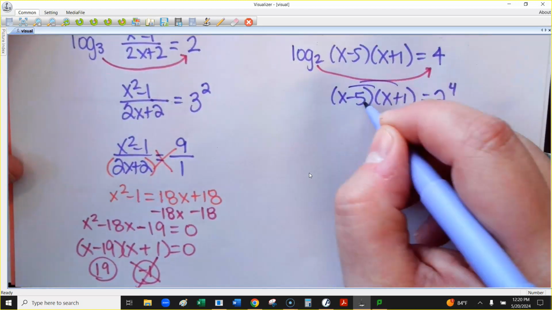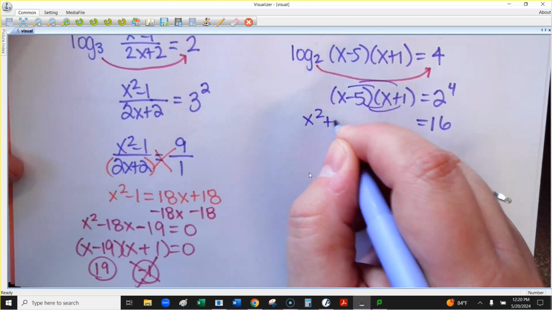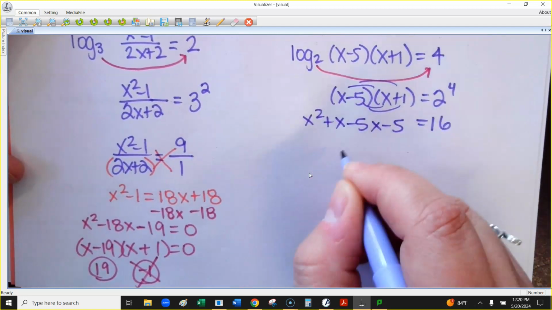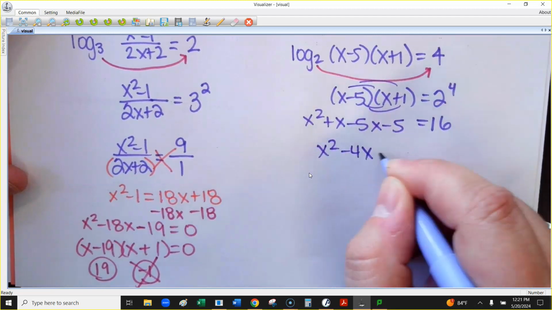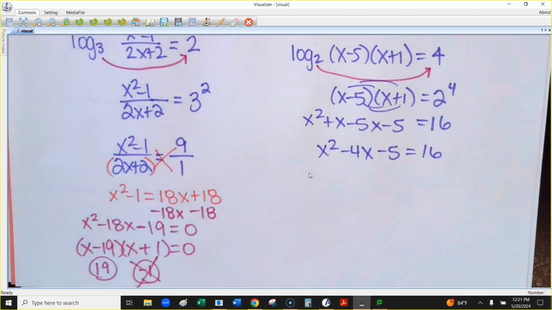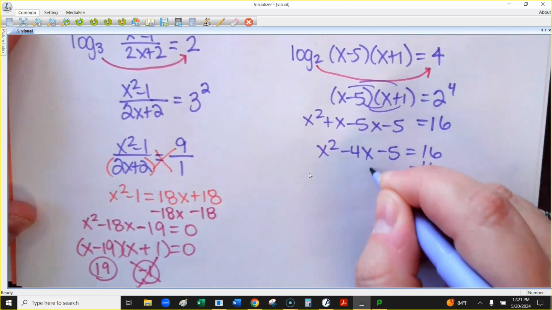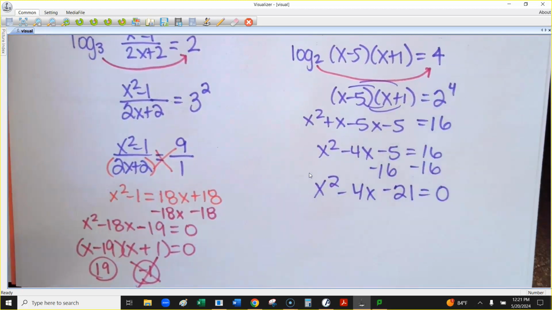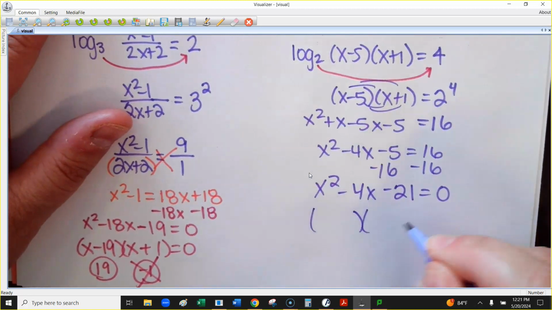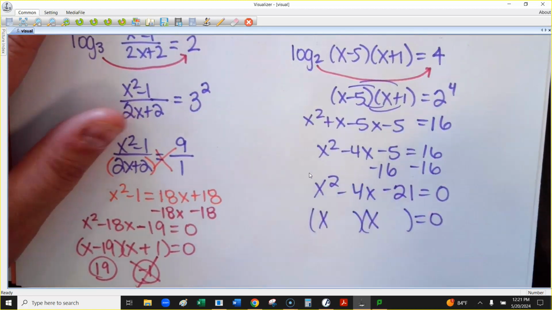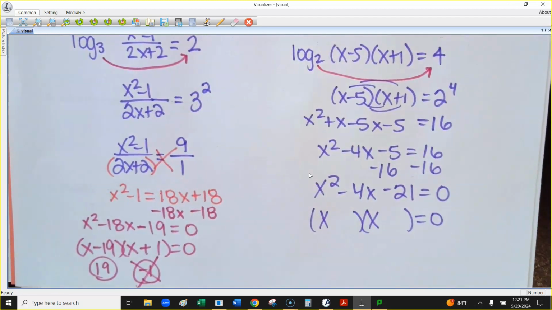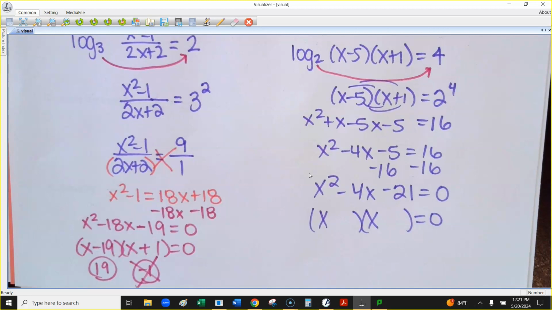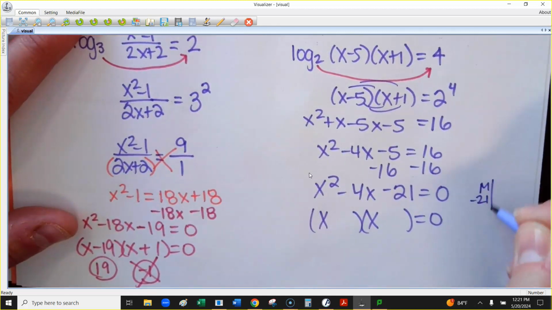I'm going to do a little FOIL here. We get x squared plus x minus 5x minus 5. So x squared minus 4x minus 5, that's equal to 16. This is a quadratic again. You want to set it equal to 0. So I'm just going to subtract 16 from both sides. And then try and think, can you think of two numbers that multiply to give you -21, but the same two numbers would add to get you -4? All right, so multiply to get -21, add to get -4.